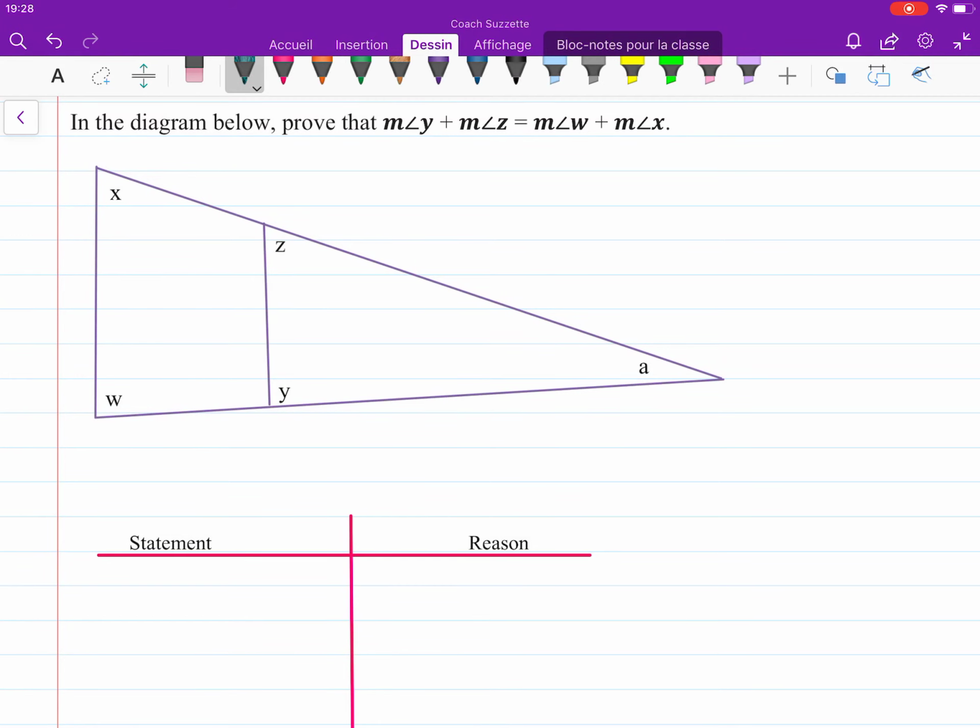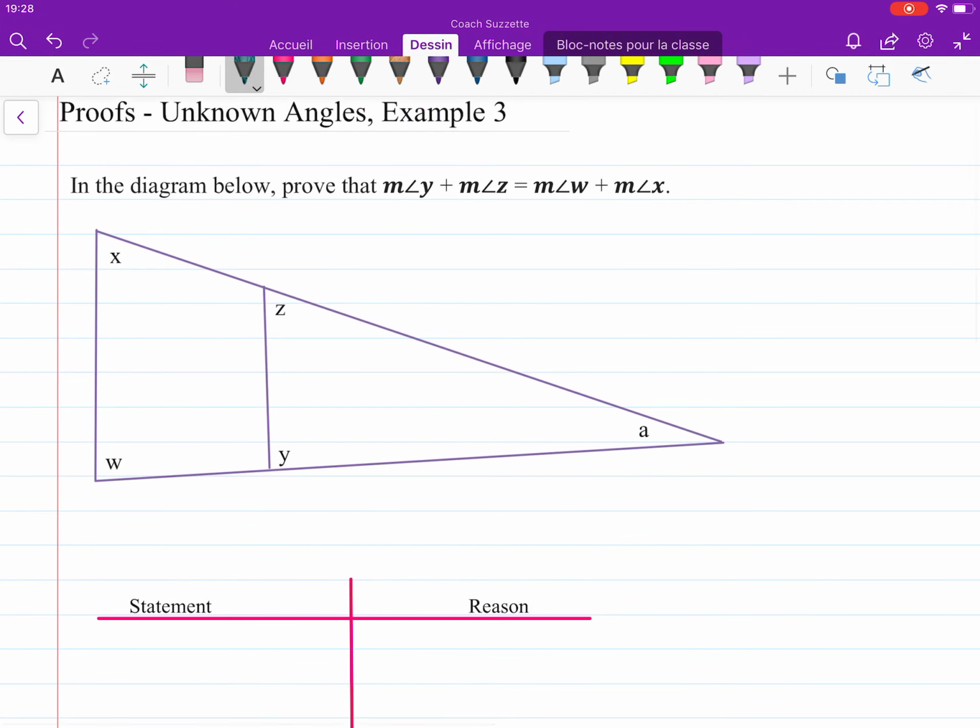Hello and welcome back. Let's do a proof. We are given in the diagram below, prove that the measure of angle y plus the measure of angle z is equal to the measure of angle w plus the measure of angle x. Okay, so we want to show that this plus this is equal to this plus this.